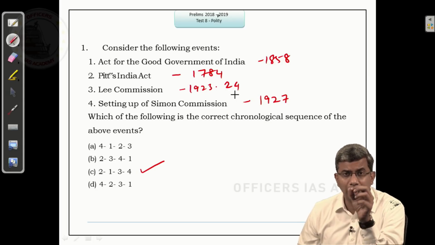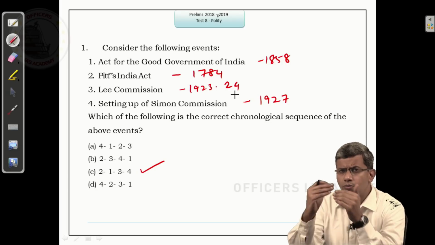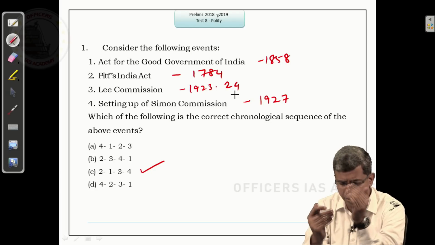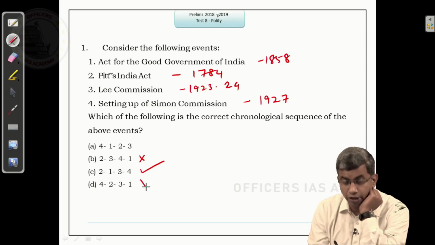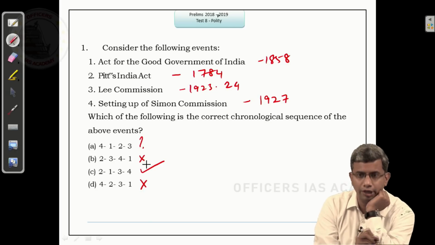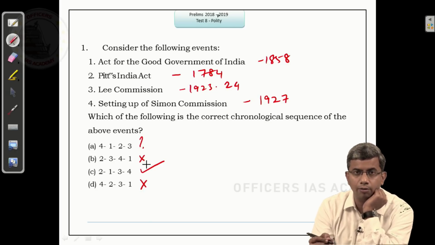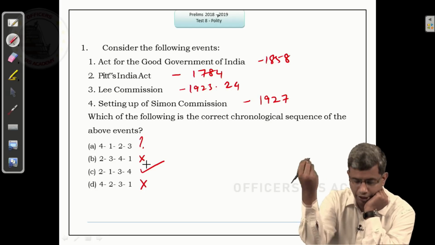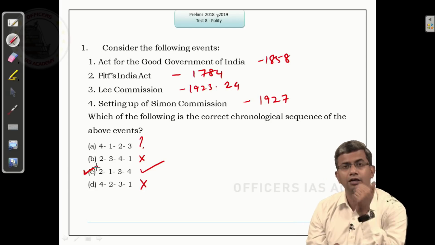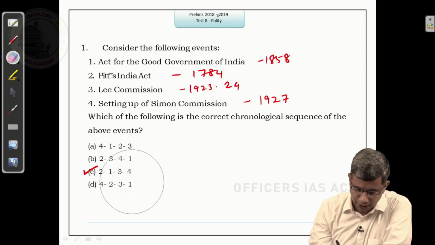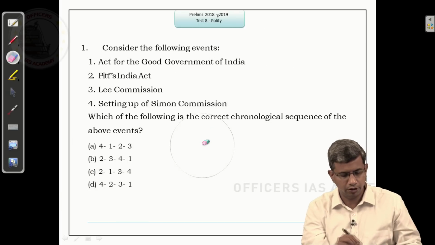The moment you know that Simon Commission is likely last, you may have a confusion between Lee Commission and Simon Commission, then also you are automatically eliminating two choices and your choice is between the remaining two, but then you go to the next level, Pitt's India Act or Government of India Act 1858. You know Pitt's India Act was 1784, so automatically you arrive at the correct answer, which is C, right? So that is the answer for the first question.